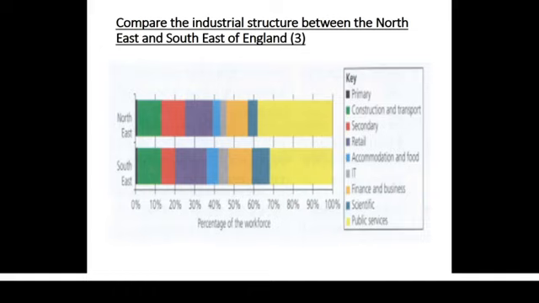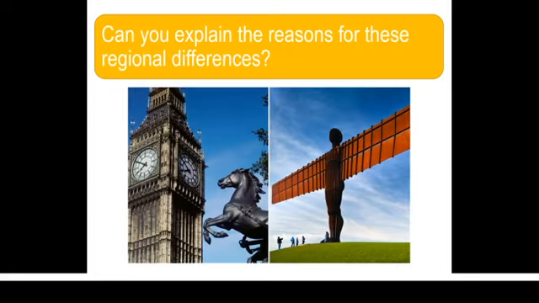And welcome back. Hopefully you've highlighted the fact that in the northeast there's a significant amount of the workforce that work in public services compared to the southeast. In the southeast there's less secondary than there is in the northeast, but things like scientific and finance and business are greater in the south than they are in the north. So your task now is to be able to explain the reasons for these regional differences between the south, represented there by the clock tower with Big Ben, and the north there with the Angel of the North.